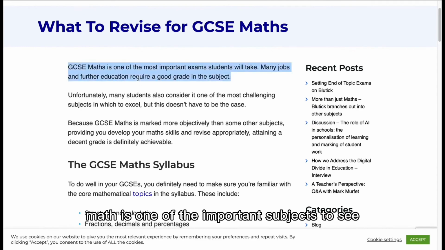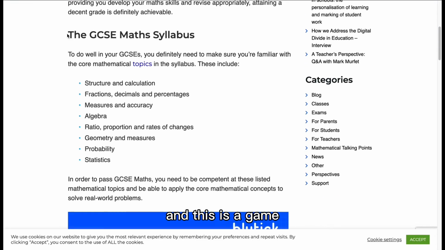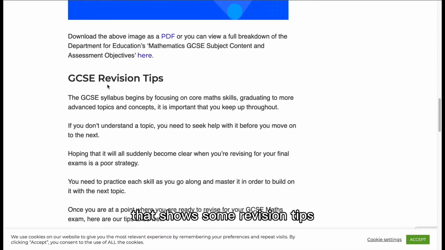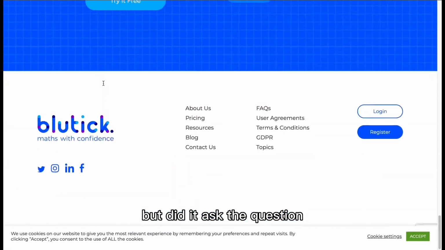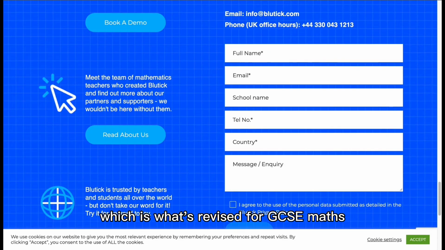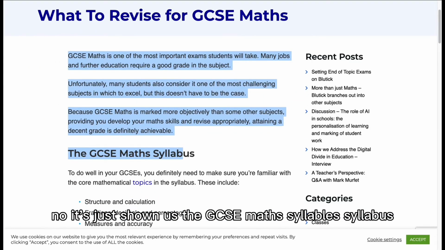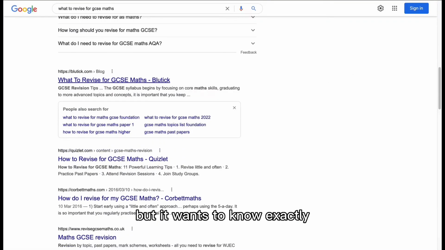So they're saying that GCSE Maths is one of the important subjects, and this is again showing the GCSE Maths syllabus. It shows some revision tips, but did it answer the question, which is what to revise for GCSE Maths? No, it's just shown us the GCSE Maths syllabus, but we want to know exactly what to revise for GCSE Maths, and that's not shown at all.